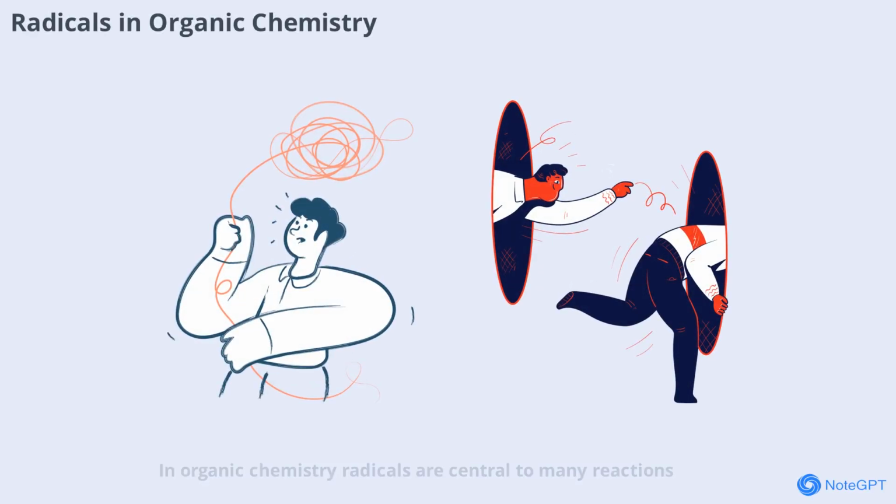In organic chemistry, radicals are central to many reactions. They are involved in processes like halogenation, polymerization, and combustion. Organic radicals often form when carbon-containing molecules undergo homolytic cleavage, leading to chain reactions that can rapidly transform molecules. Understanding radicals is key to mastering organic reaction mechanisms.